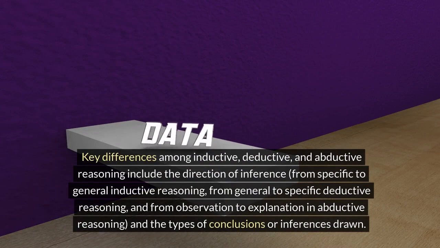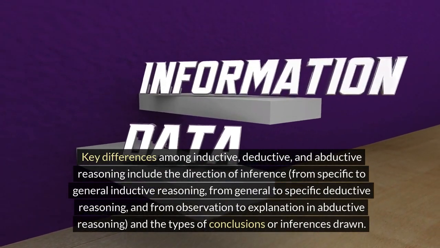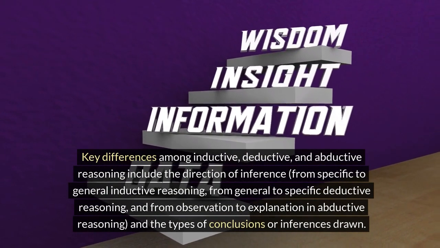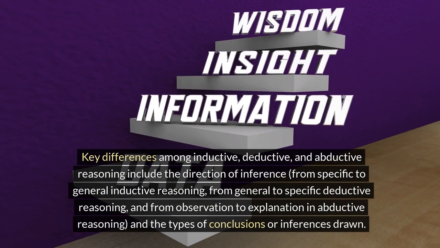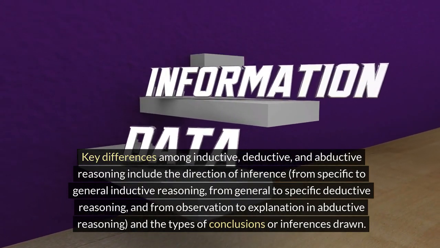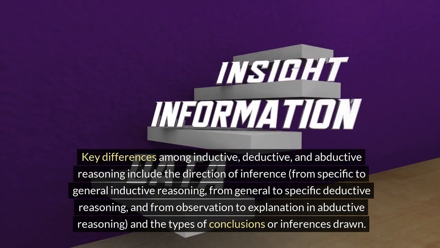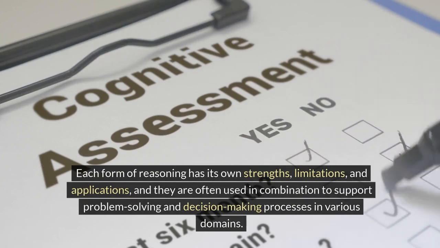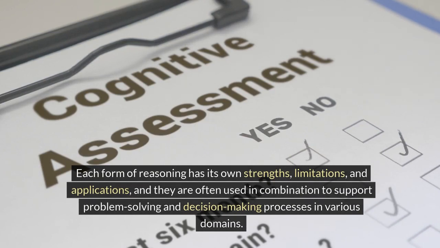Key differences among inductive, deductive, and abductive reasoning include the direction of inference: from specific to general in inductive reasoning, from general to specific in deductive reasoning, and from observation to explanation in abductive reasoning, and the types of conclusions or inferences drawn. Each form of reasoning has its own strengths, limitations, and applications, and they are often used in combination to support problem-solving and decision-making processes in various domains.